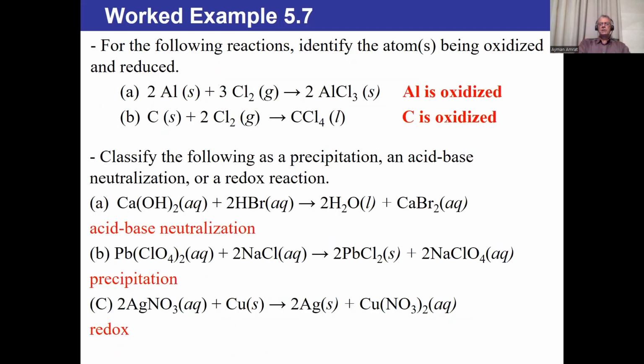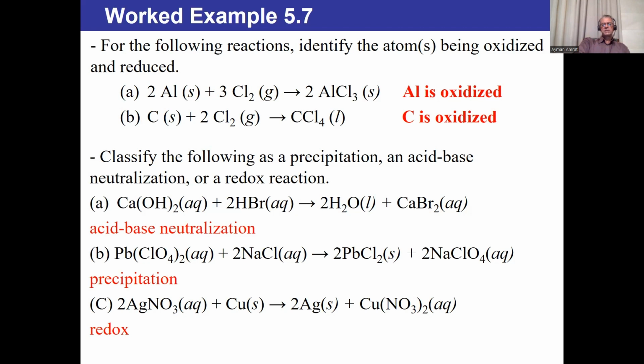For the following reaction, identify the atoms being oxidized. 2 Al, 0 charge, converts to 2 AlCl3, with a +3 charge. Aluminum increases charge from 0 to +3 by losing 3 electrons, so aluminum is oxidized. Carbon with chlorine converts to CCl4. C in the solid state is 0 charge, while in CCl4 it is +4. The charge of carbon increases from 0 to +4, so the carbon is oxidized.